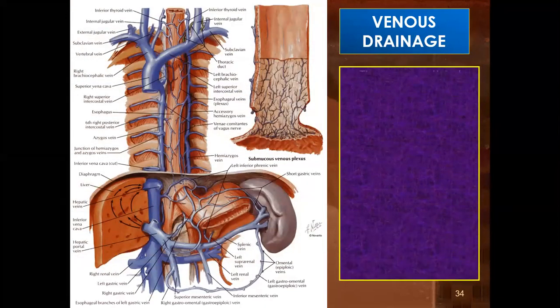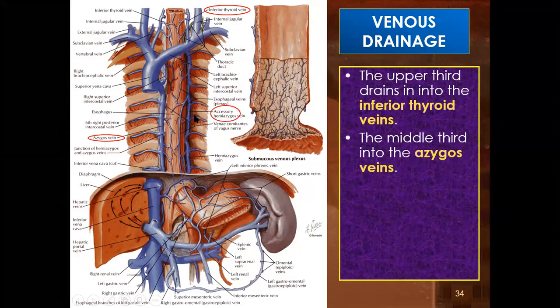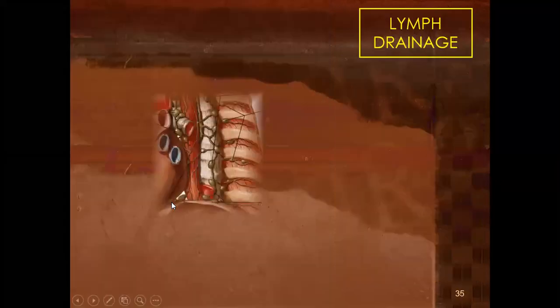Coming to the venous drainage, it is very important because it leads to a condition called esophageal varices. The upper third is drained by the inferior thyroid vein, the middle third by the azygos vein as well as the hemiazygos vein, which are around the esophagus. In the lower third, it is the gastric vein, which is the site of portocaval anastomosis, which leads to esophageal varices.